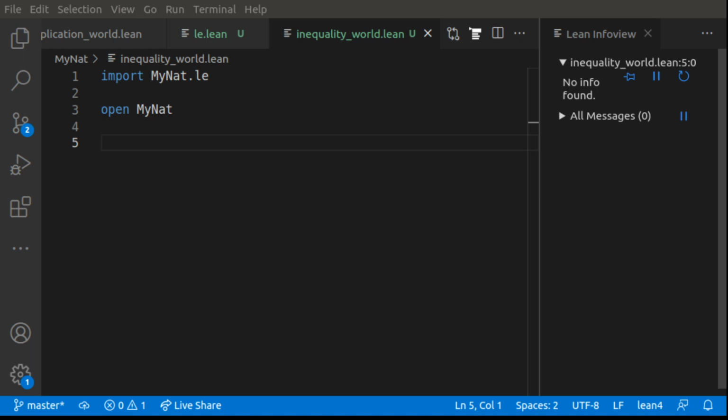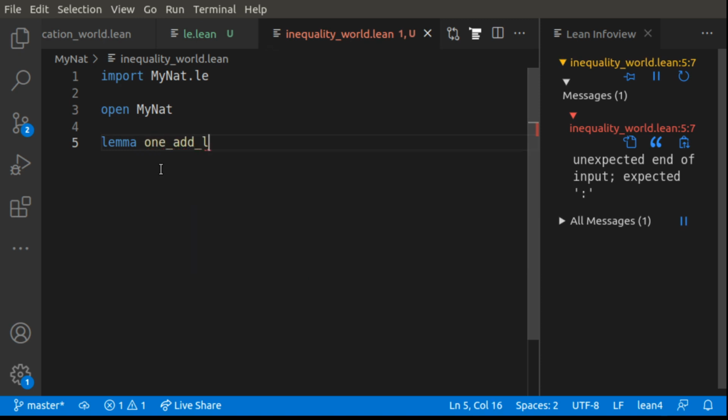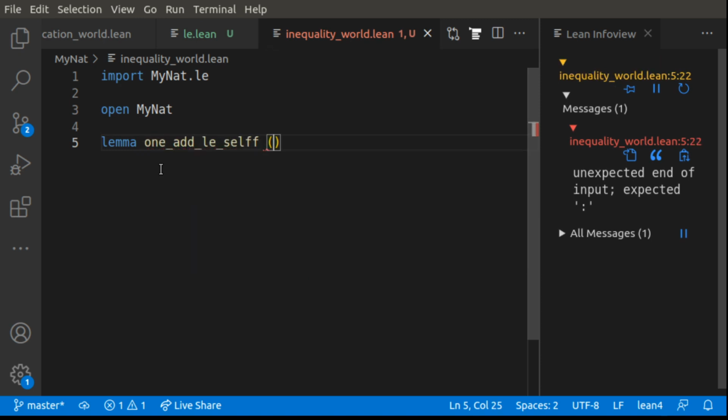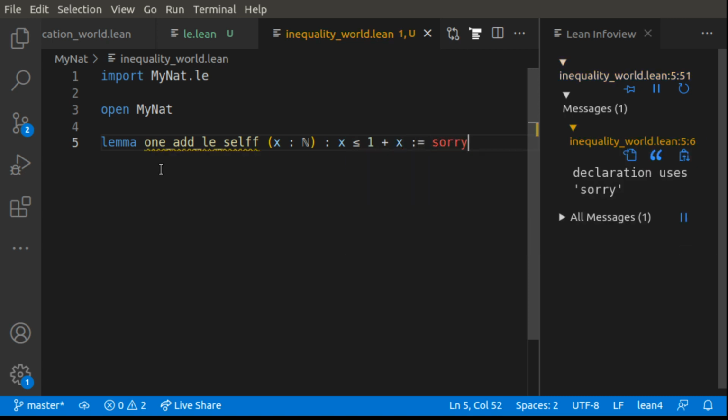So let's see. We're going to have a lemma, one add less than or equal self, for x a natural number: x is less than or equal to 1 plus x. Sorry.